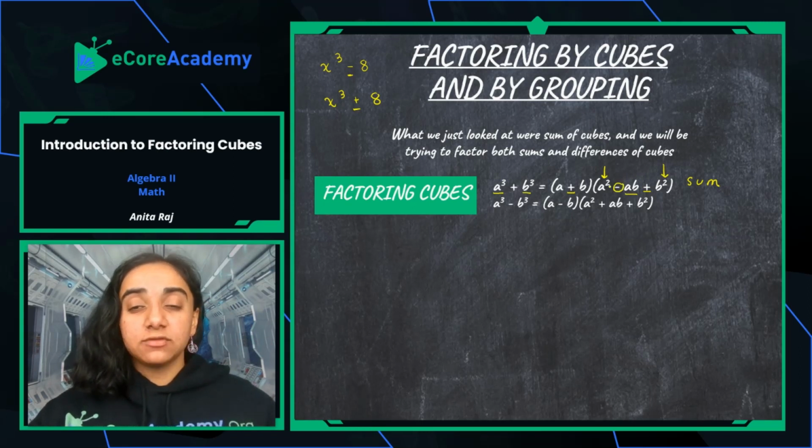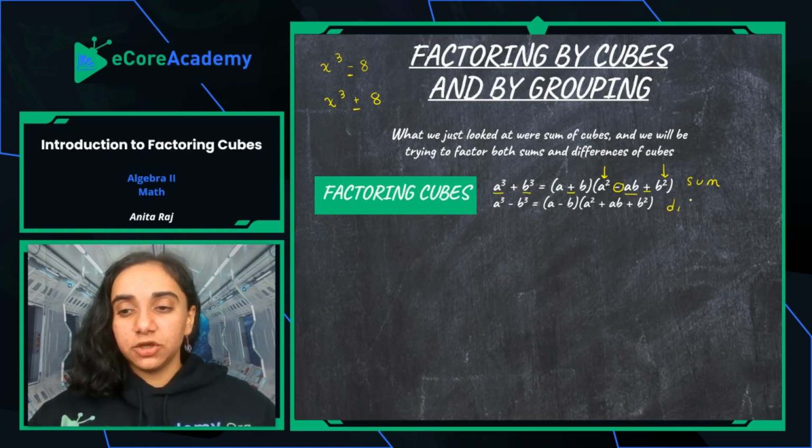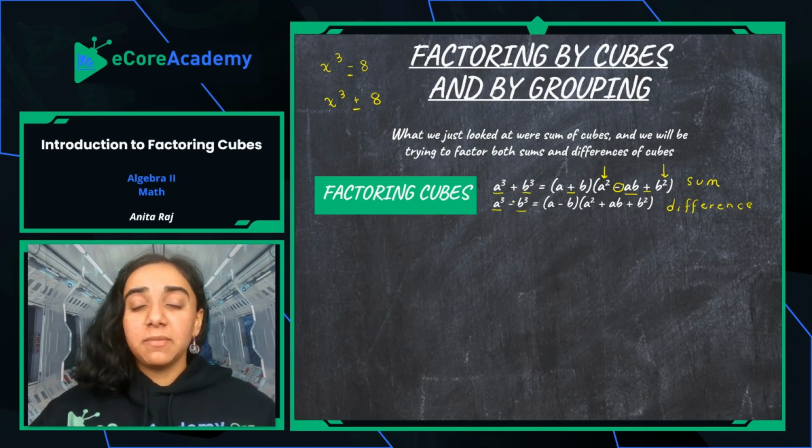You're going to have a negative, so you must keep that in mind because you must be very careful with your signs or else you're not going to get the right answer. So keep that in mind. Here, on the flip side, we are working with a difference of cubes. That is because we have our a cubed and our b cubed, but instead they're separated by a minus sign for subtraction, difference.